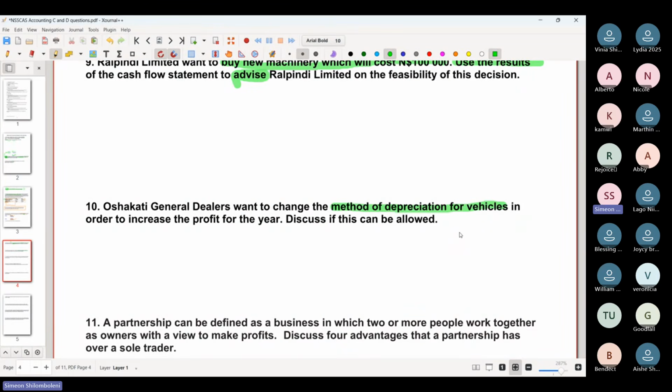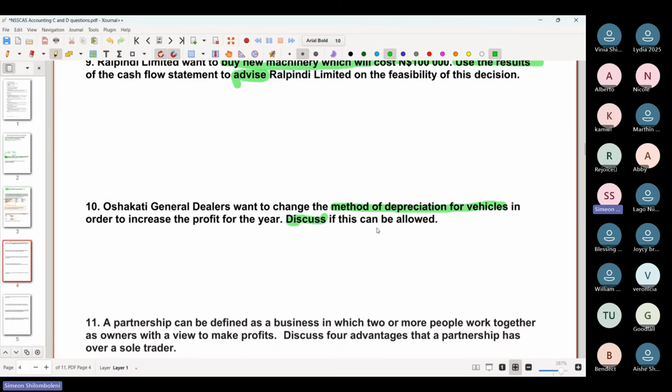But according to our syllabus, we use the consistency method that says use the same method. If you say the depreciation needs to be changed, even though practically you might be correct, according to the syllabus, it should not be changed. That means this is one of the questions where I think the word used here is not the correct one. This one is supposed to be advice, or suggest, or comment. It's supposed to be comment if this can be allowed.